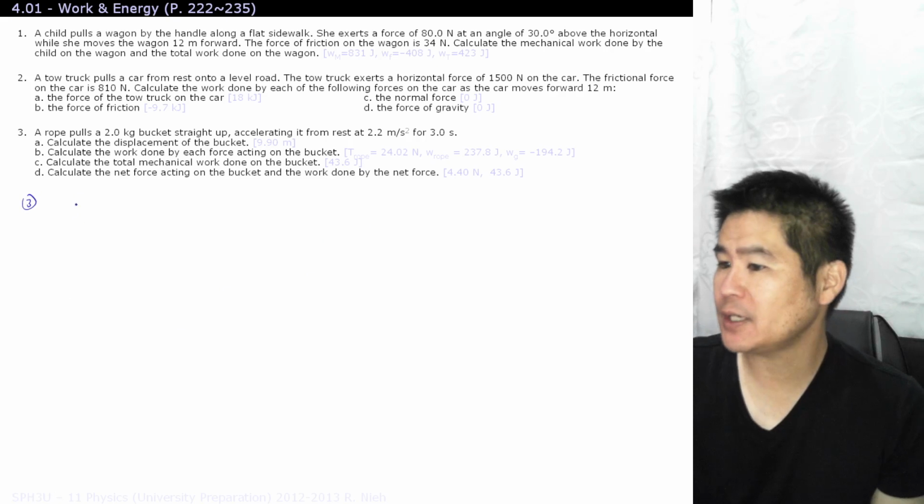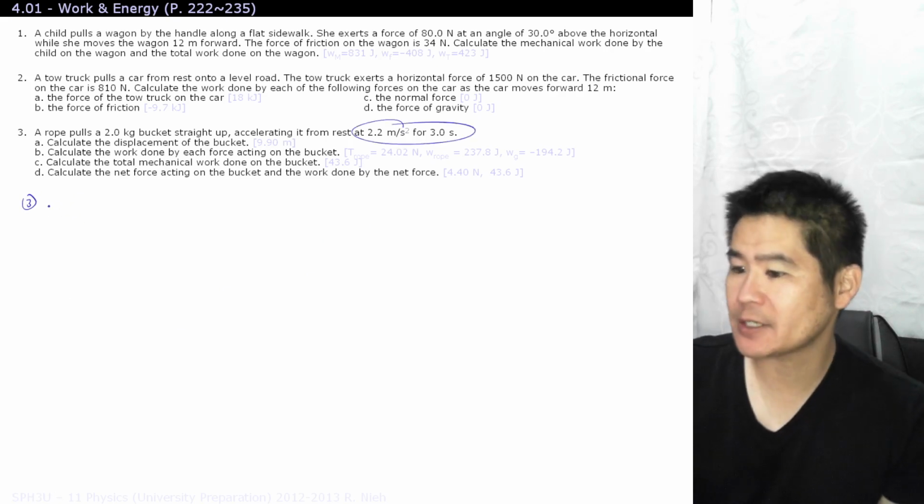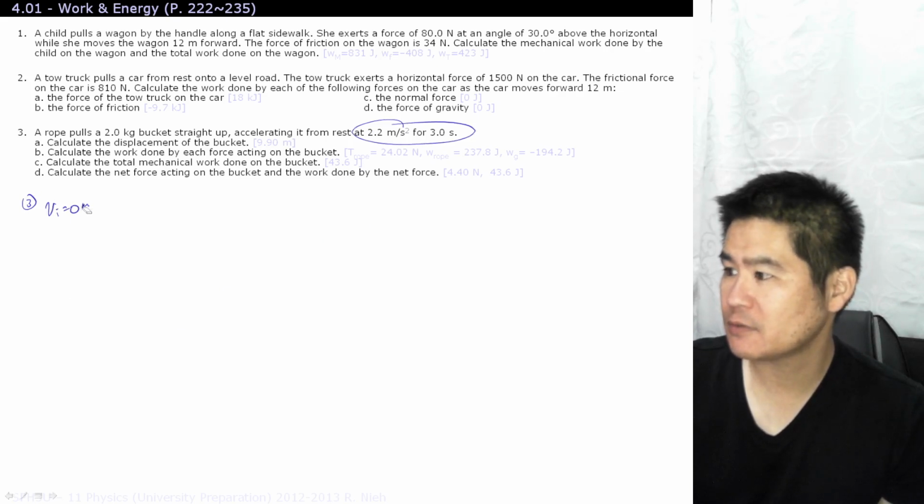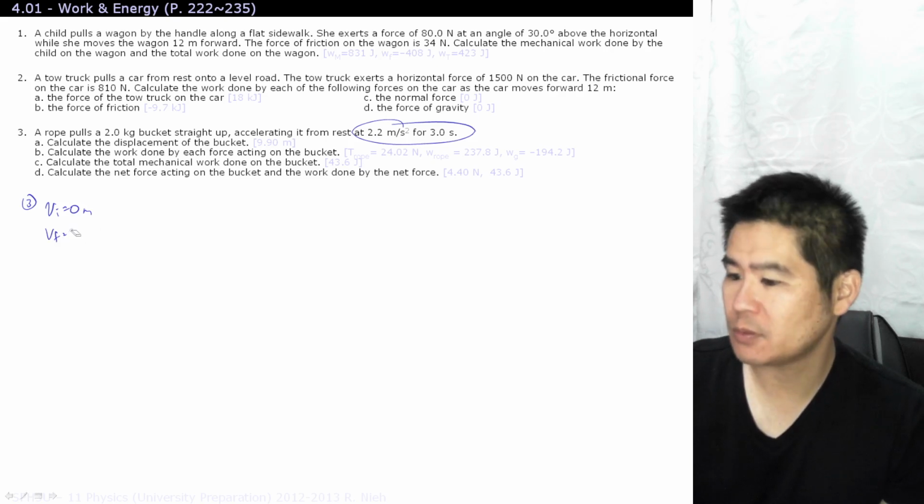As for number 3, calculate the displacement of the bucket. I think that's just from kinematics. So VI is equal to 0 meters per second from rest. A is equal to 2.2 meters per second squared, and delta T is equal to 3.0 seconds, and we're trying to look for our delta D.